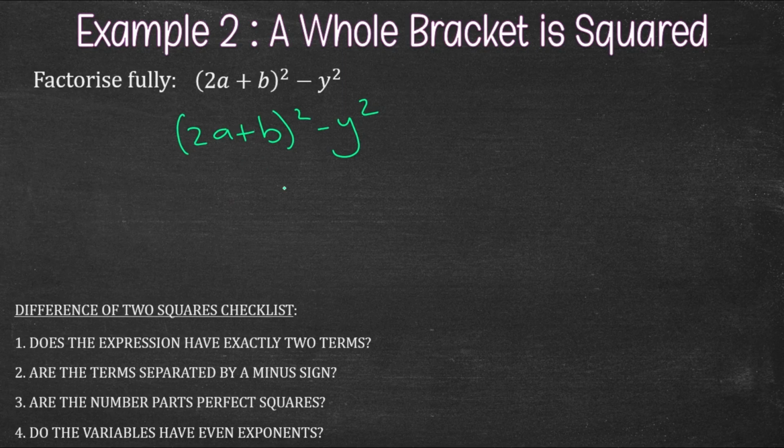Next up, are the terms separated by a minus sign? And again, the answer is yes. Next up, are the number parts perfect squares? Now, for both these terms, the coefficients are 1 and 1 is a perfect square. And next up, do the variables have even exponents? Now, this whole bracket is like a variable. It's like a package, so we will treat it as a variable. That exponent is even, and this variable, the y variable, is also even. This means that this expression is a difference of two squares.